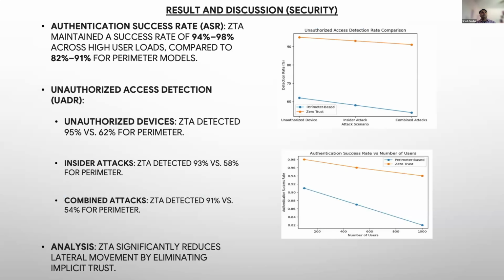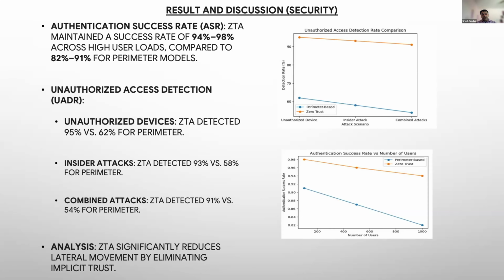So what we found as a result: for the authentication success rate, ASR, ZTA maintained a success rate of about 94 to 98% across high user loads compared to 82 to 91% in the perimeter models. Unauthorized access detection, UADR: ZTA detected 95% versus 62% for perimeter. For insider attacks, ZTA detected 93% versus 58%. Combined attacks, ZTA detected 91% versus 54% for the perimeter.